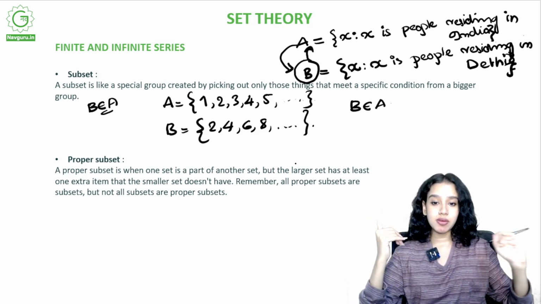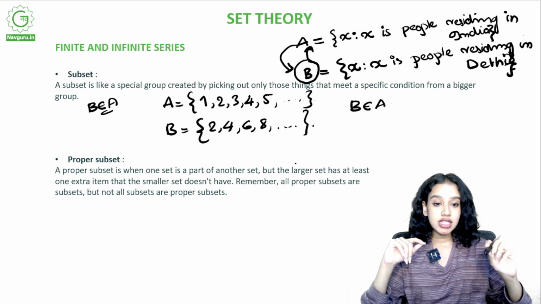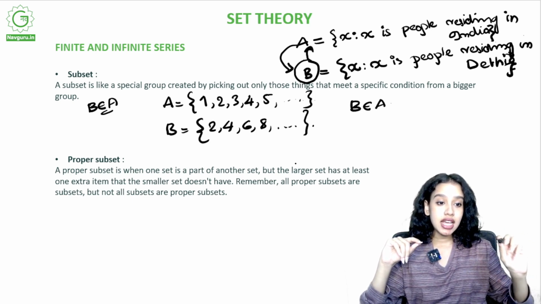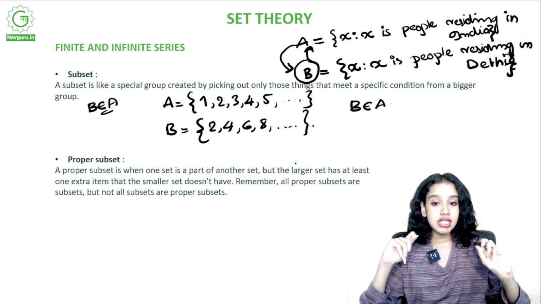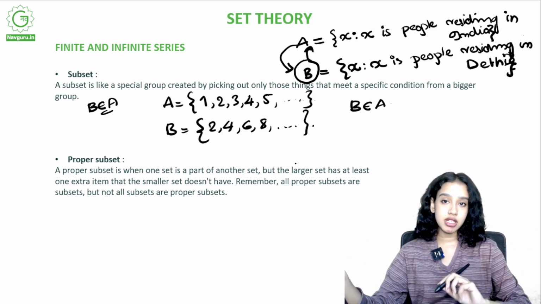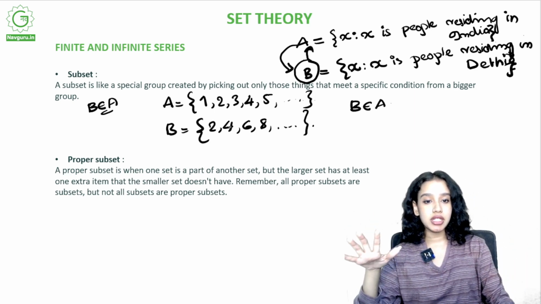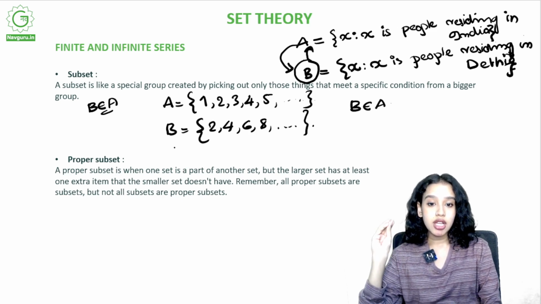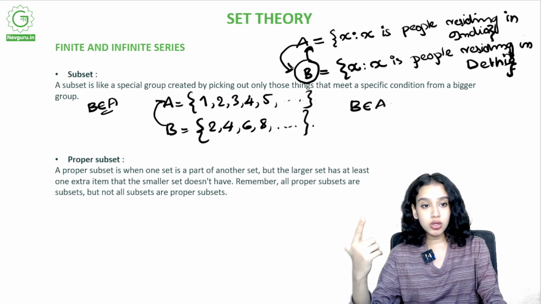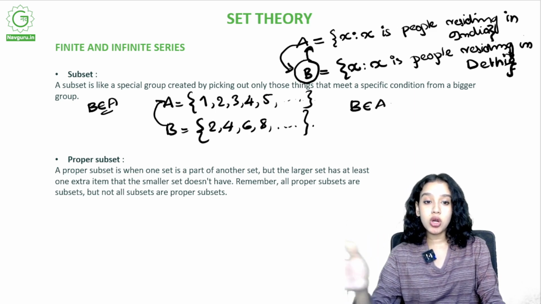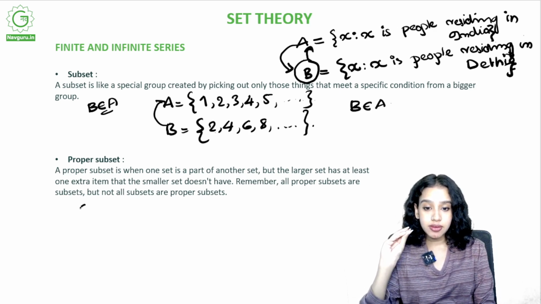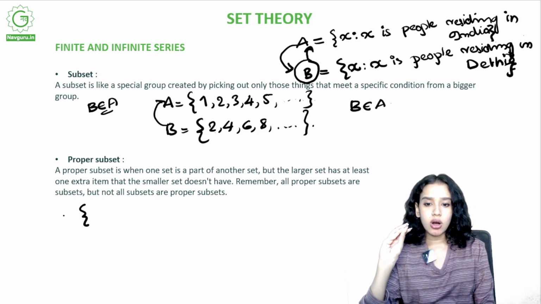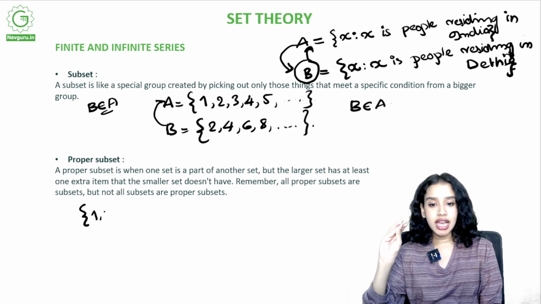Now let's talk about proper subsets. A proper subset is when one set is a part of another set, but the larger set has at least one extra item that the smaller set doesn't have. Remember, all proper subsets are subsets, but not all subsets are proper subsets. So here, whenever we are talking about these subsets, they both are actually proper subsets, because the bigger set has a lot of terms other than the terms in B, the smaller set. But if I'm saying I have a set, let's say 1, 2, 3 and 4, I'm naming the set A.